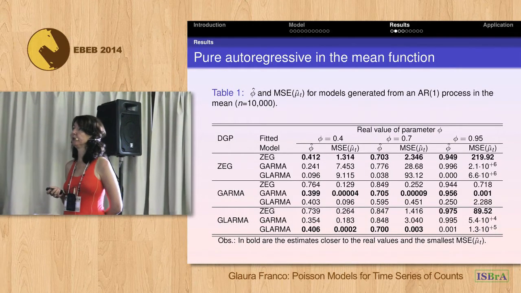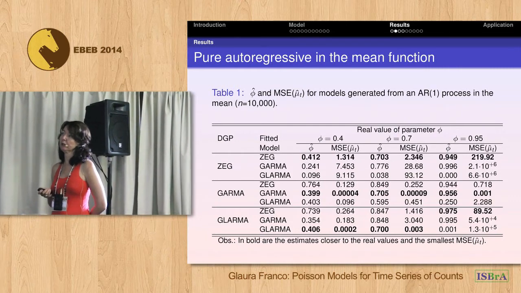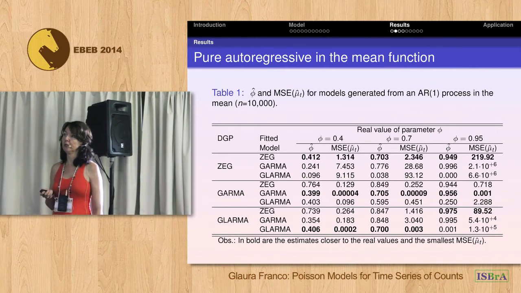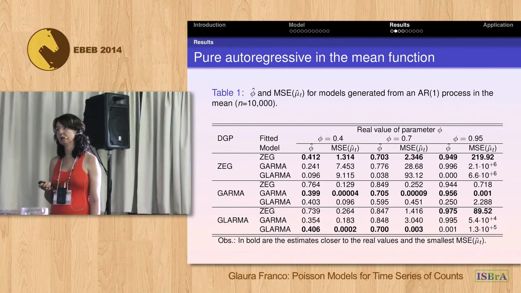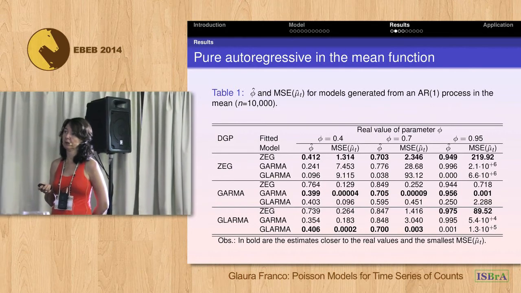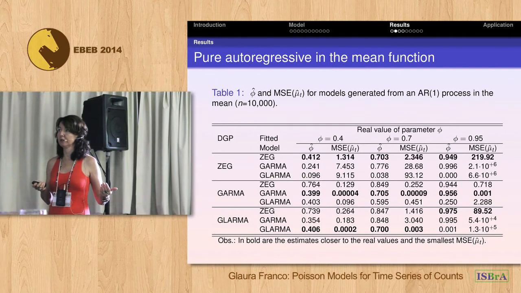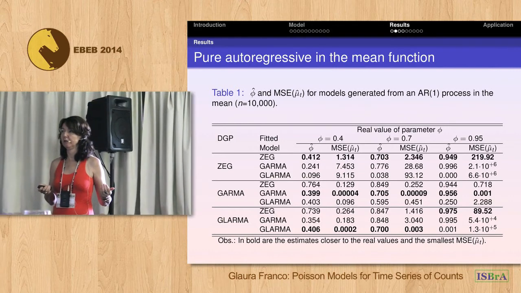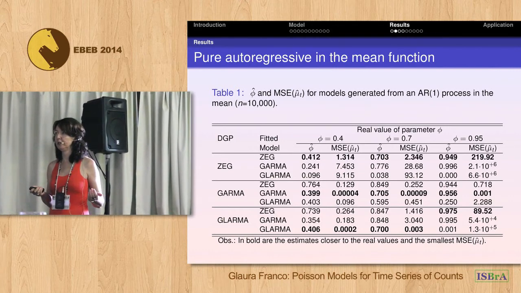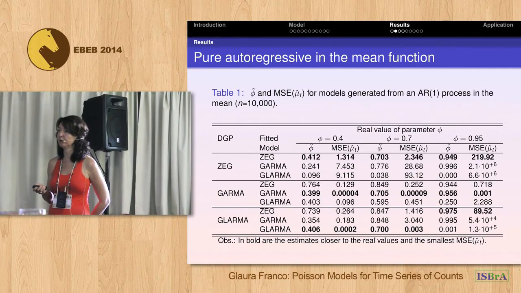Here are the main results, so I point out the main conclusions. The first one is that, as we expected, the estimation is better for the model which generated the series. So if the series is generated by the EBEB model, or the parameter observation, it gives the best estimation. If the series is generated from the Gamma, it gives the best estimation, and from the Glamour, the best one. So it's in bold here.